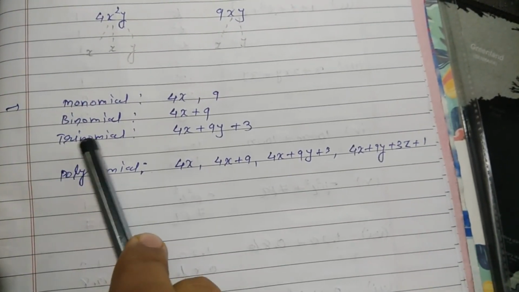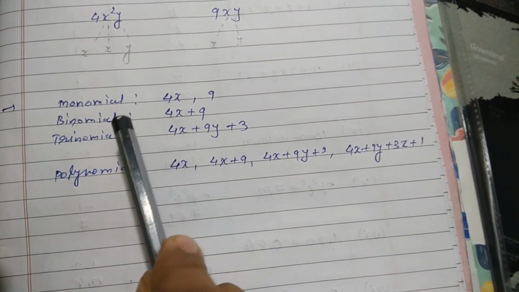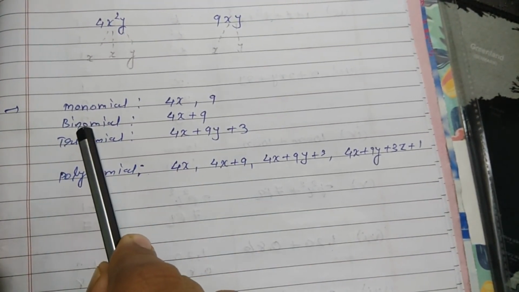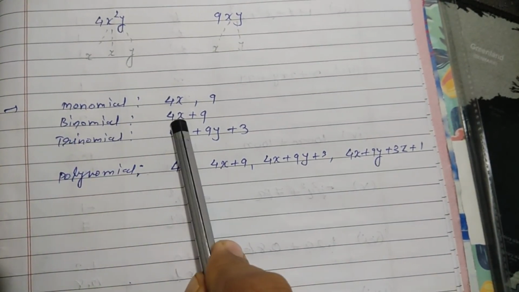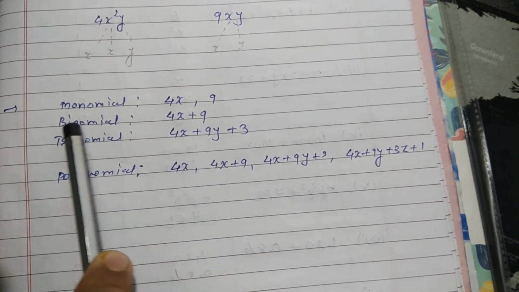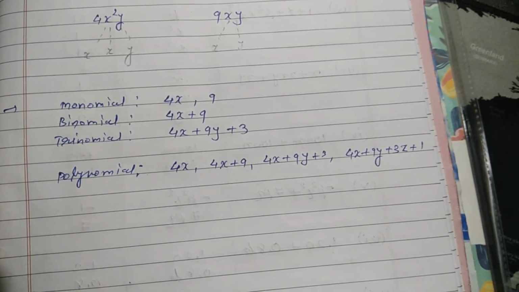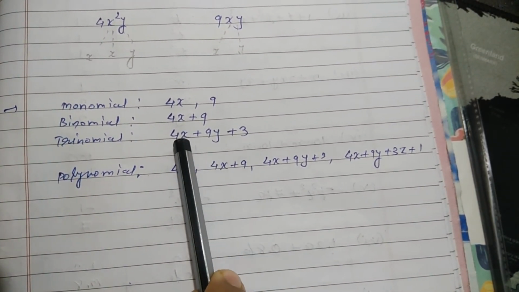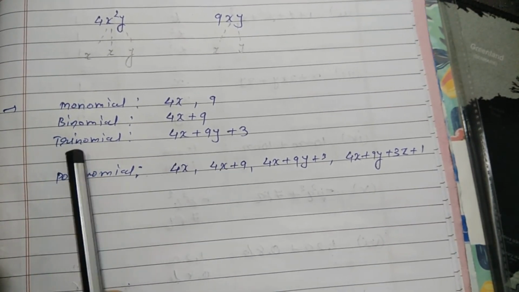Then we have learned about monomial, binomial and trinomial. What is a monomial? An expression having only a single term is called a monomial, for example 4x and also a constant term 9. Then we have learned about binomial. What is a binomial? An expression having two unlike terms is called a binomial. For example, 4x plus 9: here the two terms are unlike and the total is two terms, that's why it is a binomial. What is a trinomial? An expression having three unlike terms. For example, 4x plus 9y plus 3. Here there are 3 terms in total and they are unlike. So that's why this expression is called a trinomial.